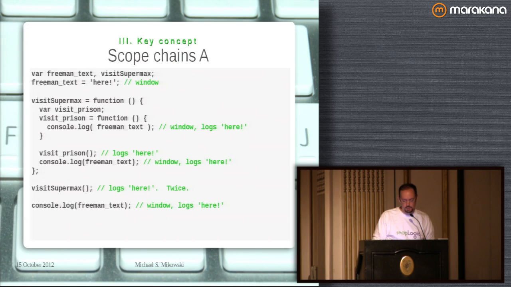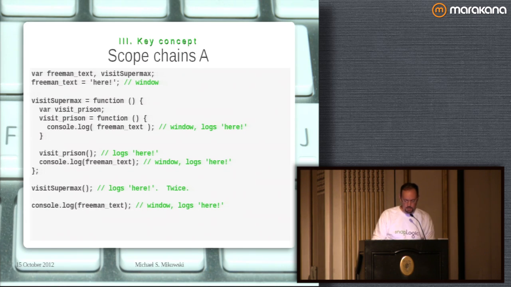This example here I'm going to zip through really quick. Notice that we have this variable called freeman text. That is set at the top level here in the window context. So I've indicated the context next to each one of these logs or assignments. And you'll see that we're always using the window context or global context. So it's always coming out with the same value.